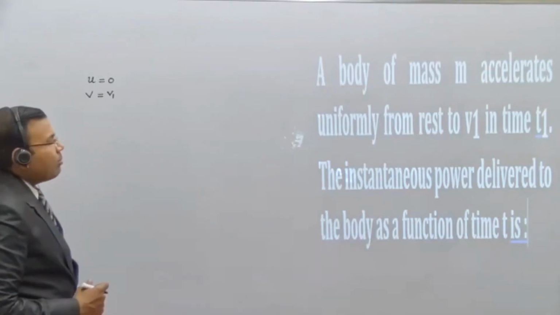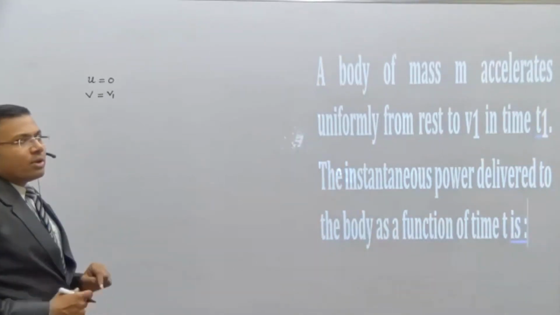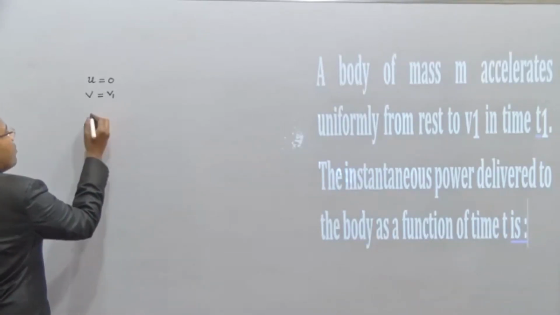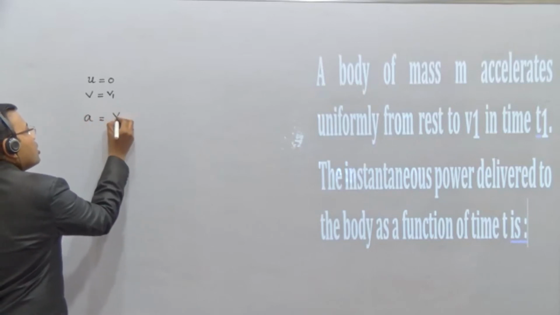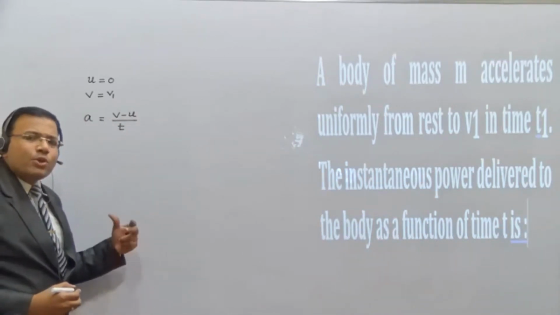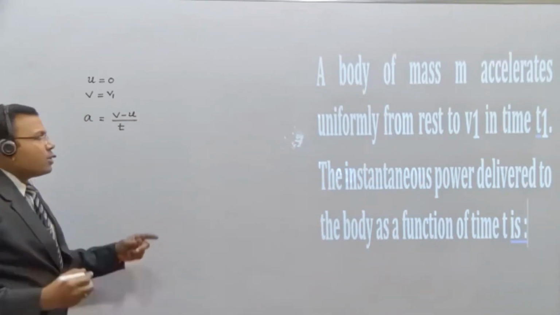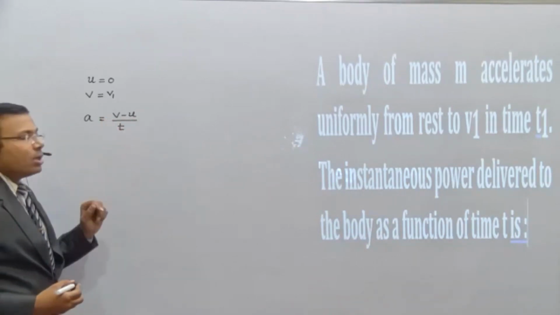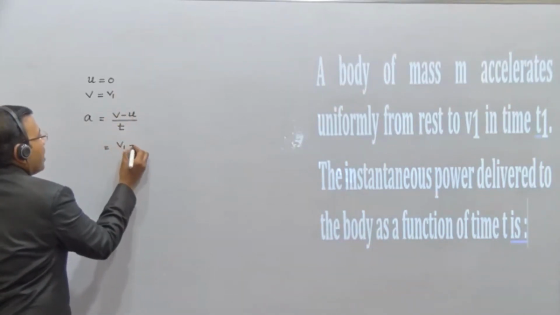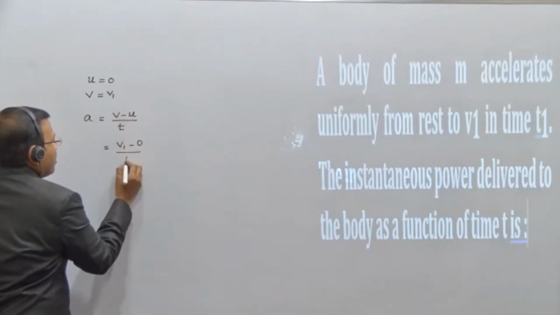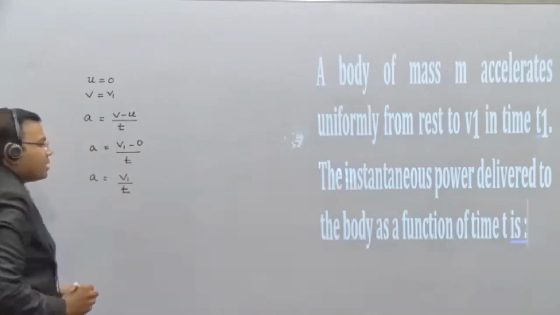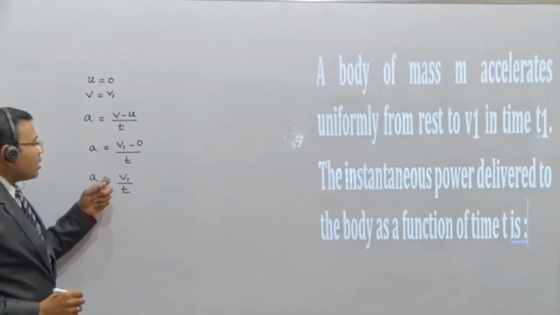Again, this is also an important model. So initial velocity is this much, final velocity is this much. First of all, we calculate the acceleration. For acceleration, we know it is the change in velocity by time, the rate of change of velocity, or we can use v is equal to u plus at. If you simplify, you get v minus u by t. Here v is v1, u is 0, so a is equal to v1 by t. This is the acceleration.